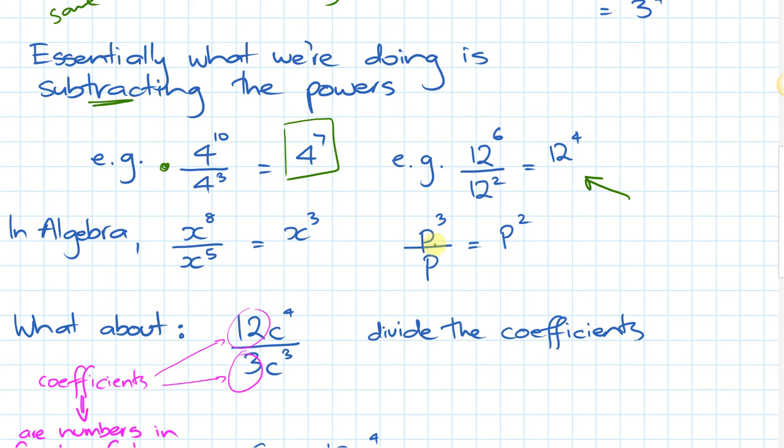Okay, this one here, p cubed divided by p. Again, I could just put that 1 there just to show you. 3 minus 1 is 2, so p squared.